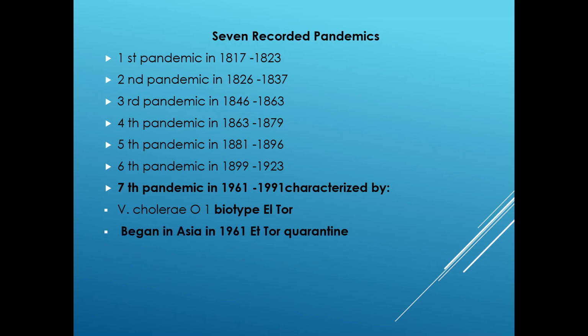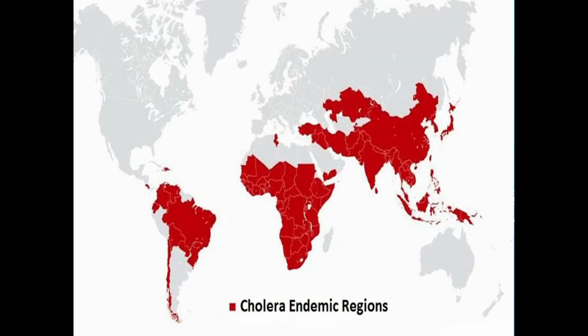It began in Asia in 1961. El Tor is a quarantine disease, a dysentery-like illness with gangrene of the colon. On this slide you can see the endemic regions of cholera.